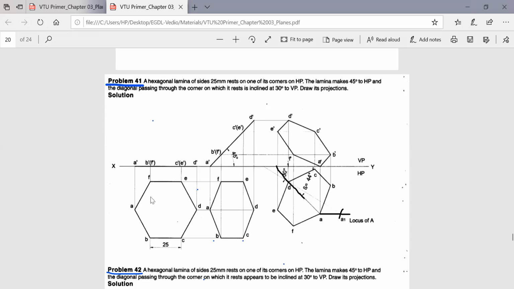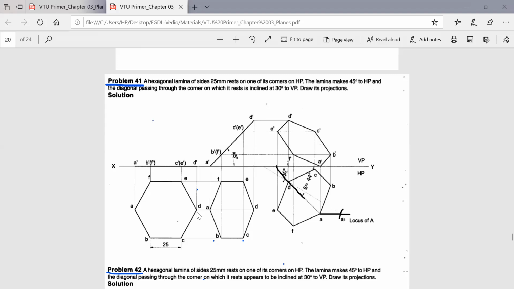Here you have B and F both on the same line. B will be visible and F will not be visible, it will be hidden. So F dash is in the bracket. Again you have two corners here with observer views from the bottom. C will be visible and E will be hidden. So E is in the bracket and C dash is outside.